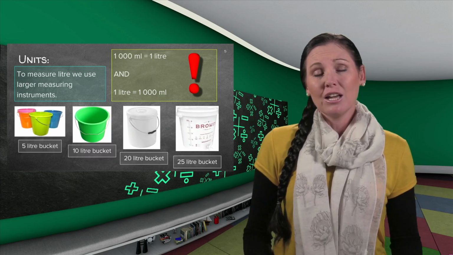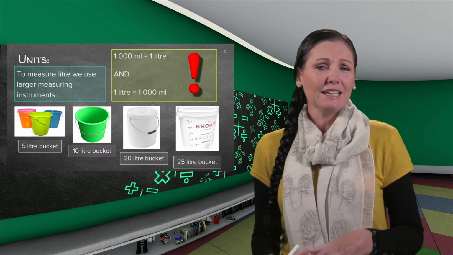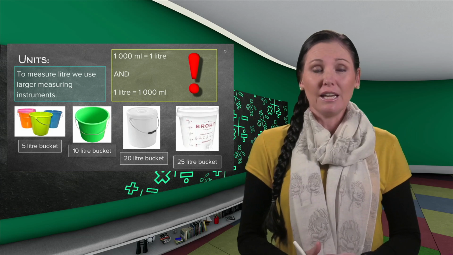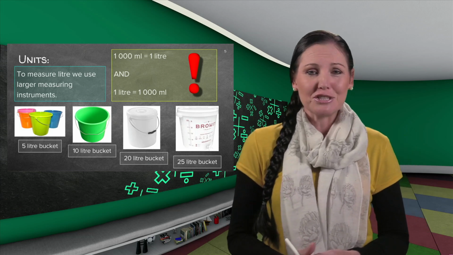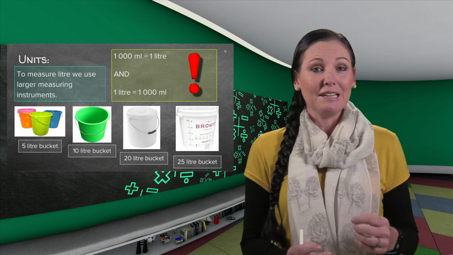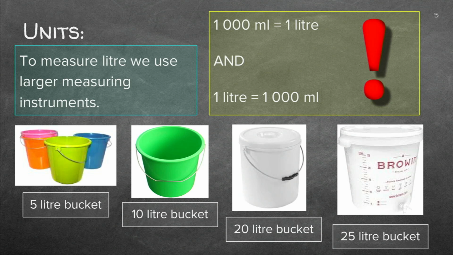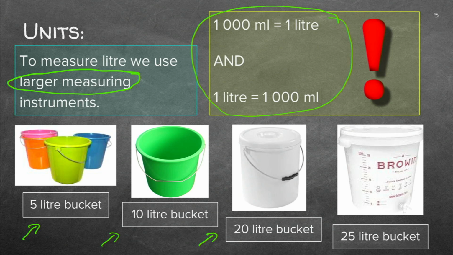Now liters. 1,000 milliliters equals 1 liter. So we use bigger measuring instruments. You are not going to take a teaspoon to measure 1,000 milliliters or 1 liter. We will start to use buckets. So to measure liter, we use larger measuring instruments. We get a 5 liter bucket, 10 liter bucket, 20 liter bucket, and even a 25 liter bucket. Very important again to go and study this.